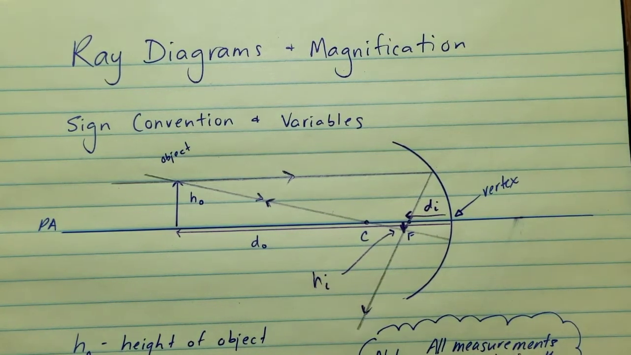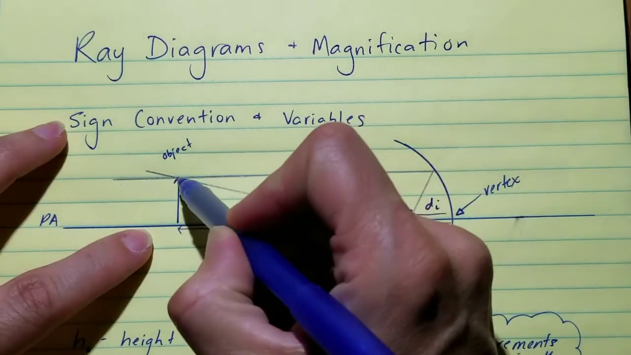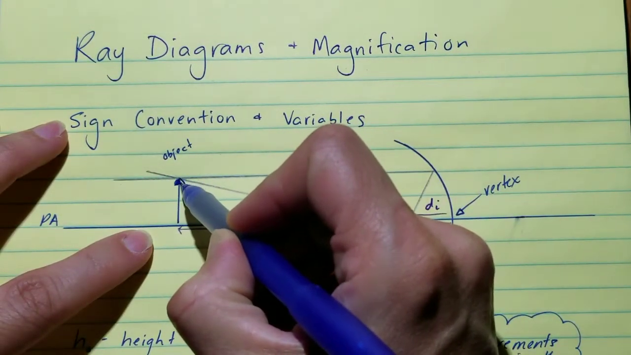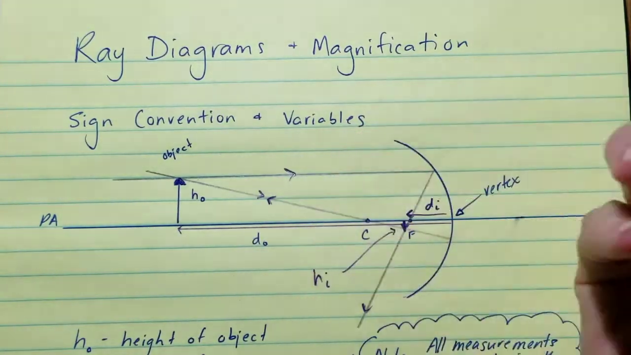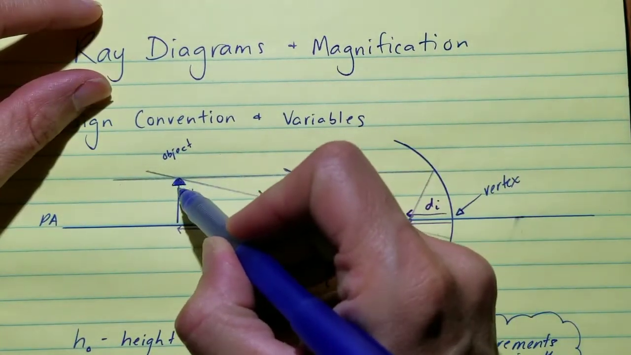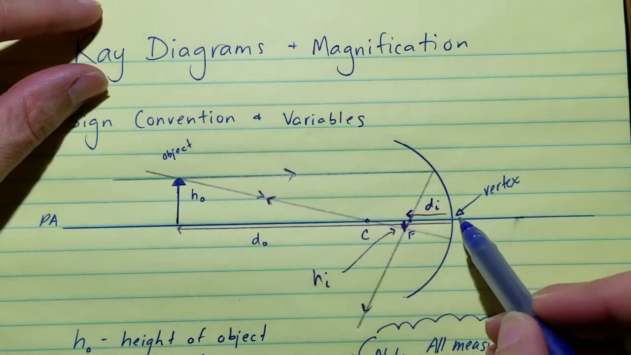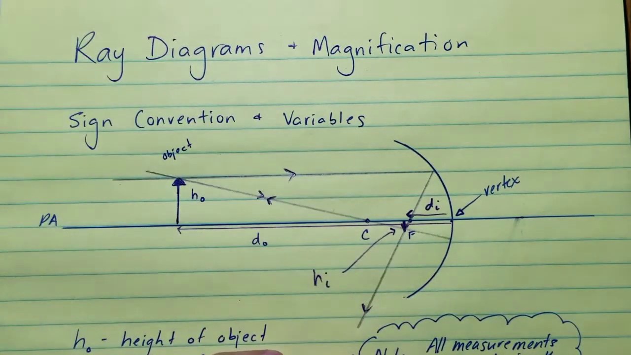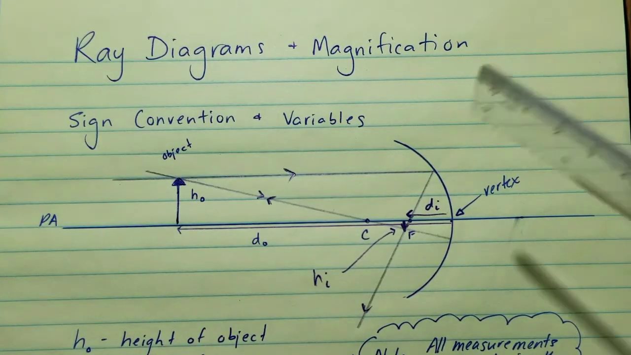Now, what I want to do is I just want to talk about HI, HO, and DI. What are those? Well, here is my object. Often in physics, we just use arrows because we're not worried about details. We're worried about just finding out where the image is relative to the object. So here is an arrow placed at some distance from the mirror, or in physics textbooks, it'll say vertex.